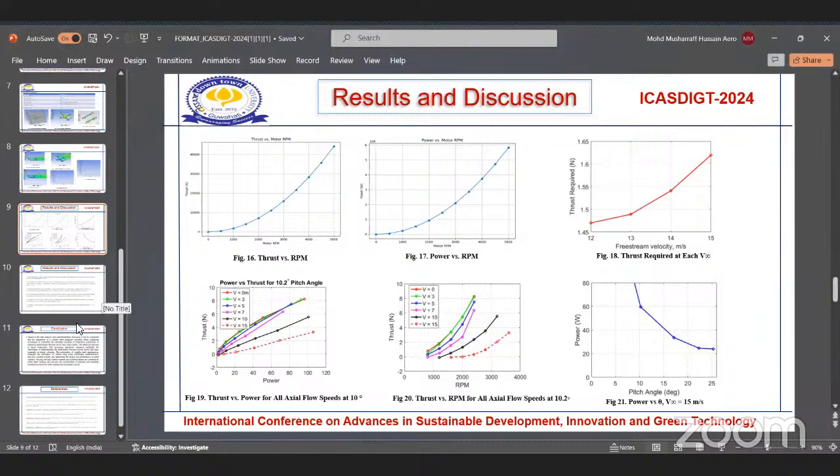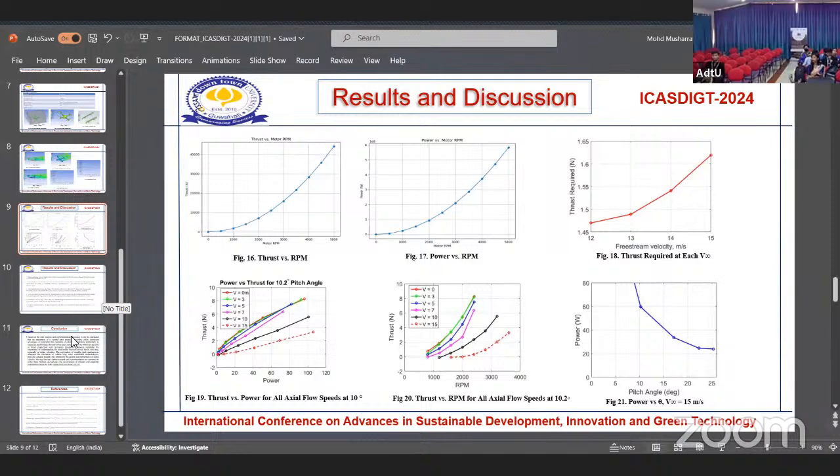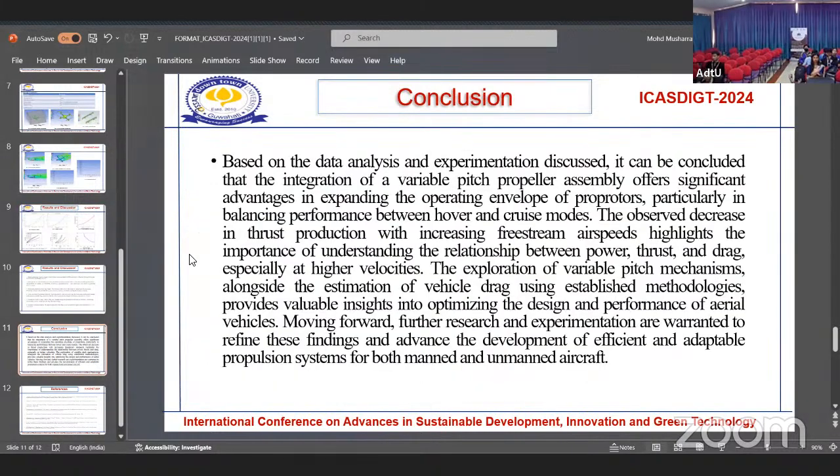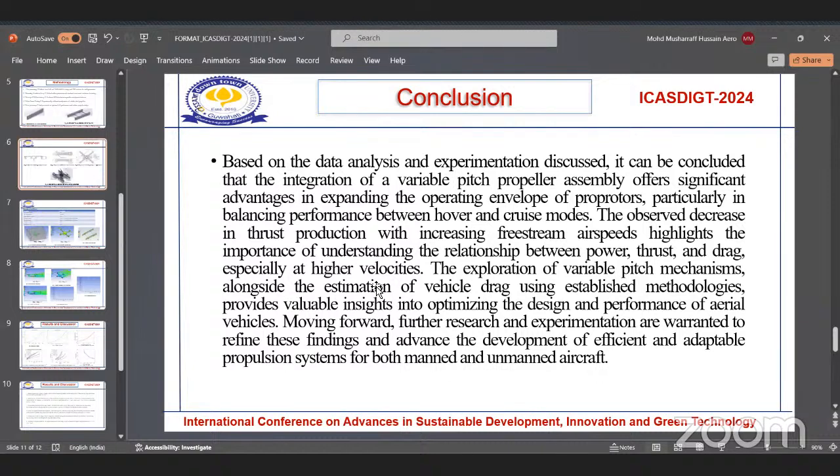So am I audible to you? Yes, sir. Okay. So basically you are working on a quadcopter, right? Yes, sir, we are working on a quadcopter. So what is the innovative part, or what is the new part you are adding to the quadcopter? Can you go to the diagram, please? Yes, sir, this is the diagram.